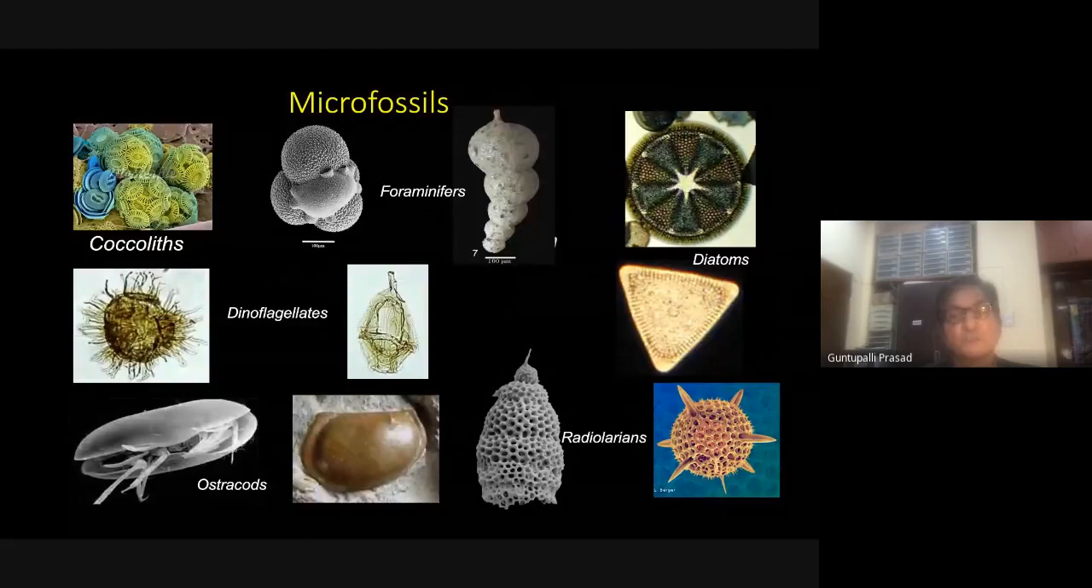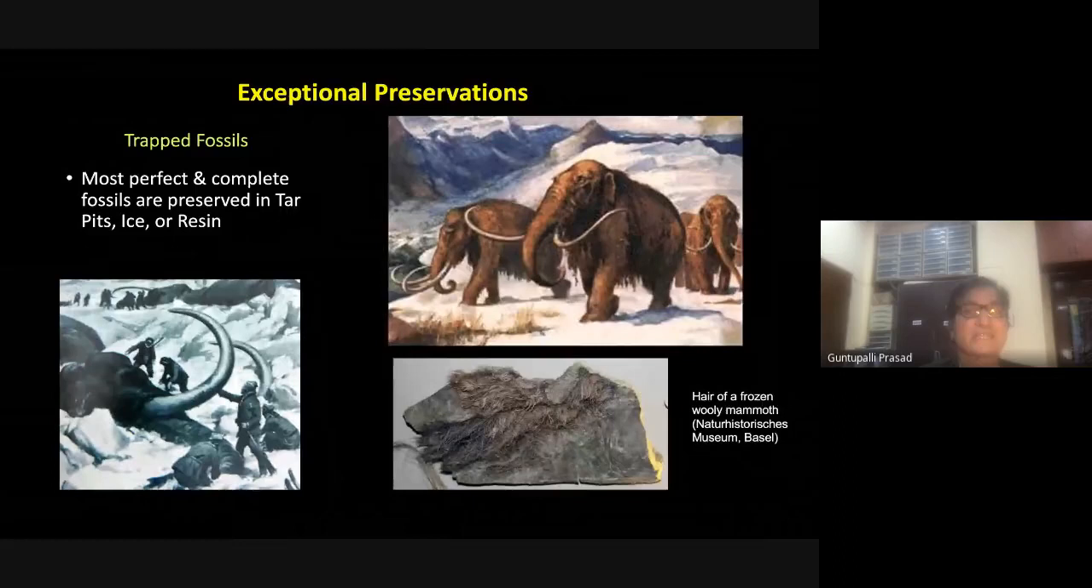Then there are kinds of fossils known as exceptional preservations or Lagerstätte deposits, and these are basically fossils preserved under certain exceptional conditions, like the frozen skeletons of mammoths. Mammoths are the extinct relatives of the modern elephants, and they lived during the Pleistocene and became extinct around 11,000 years ago. These skeletons are found in the Siberian tundra, and in most of these areas lots of these fossils are found.